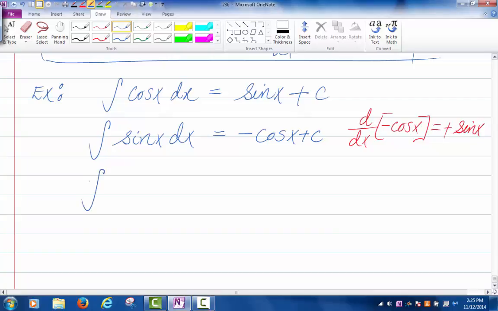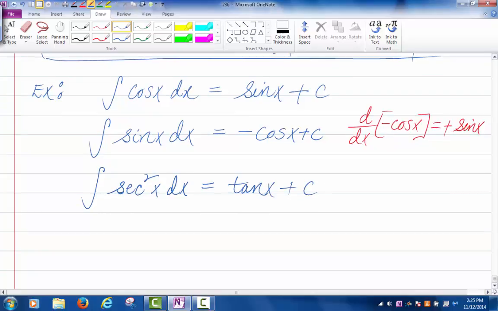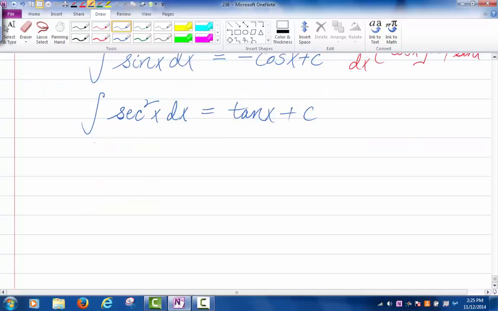Okay, what's the integral of secant squared x? Anybody? Tangent, right? The derivative of tangent x is exactly secant squared. So this is what I would be getting in that case.